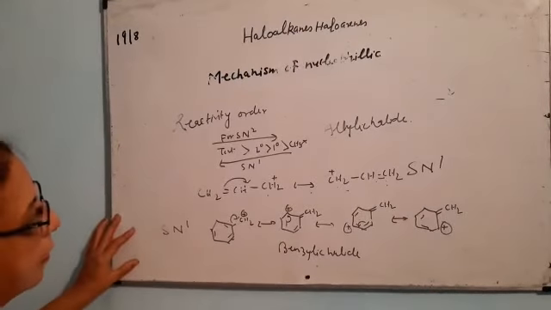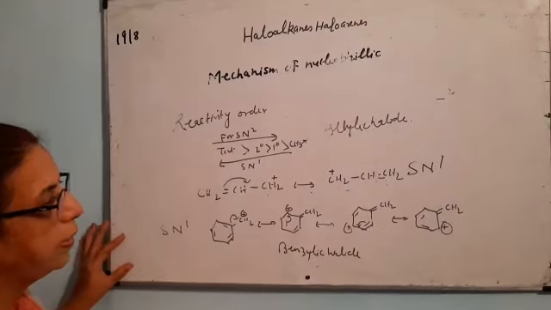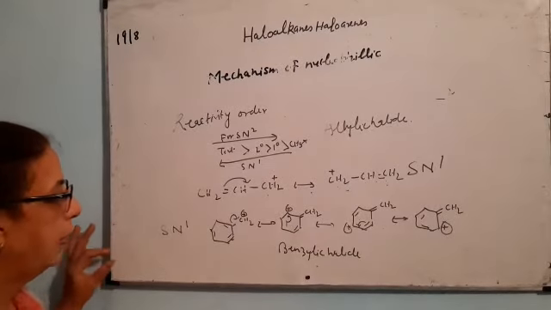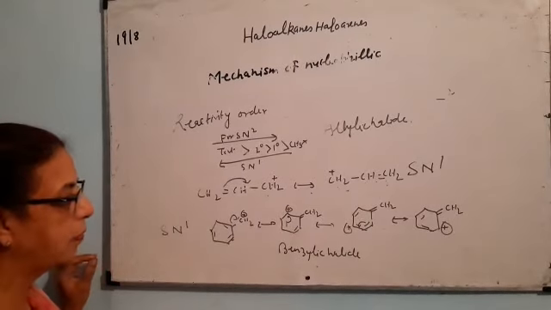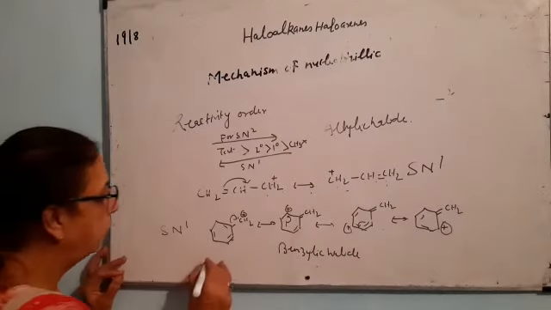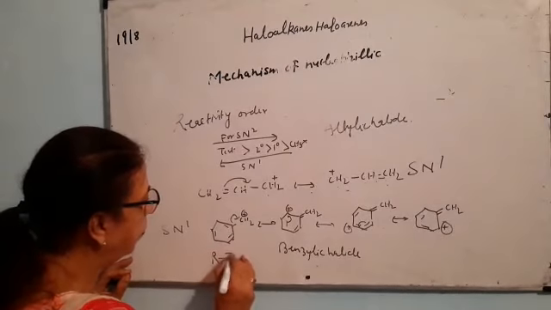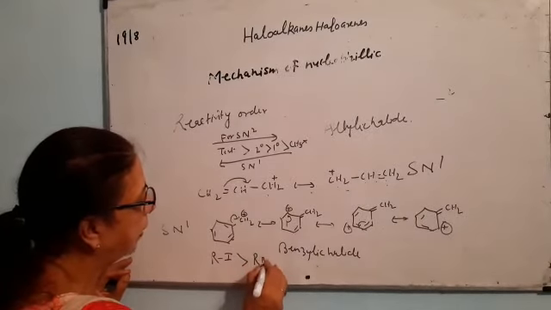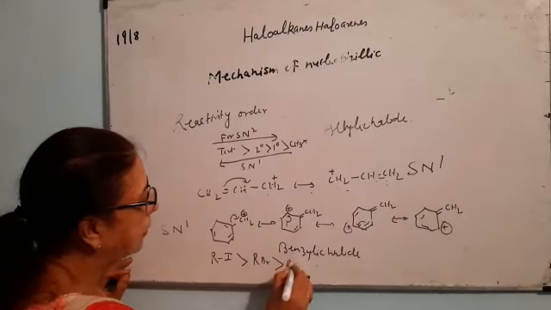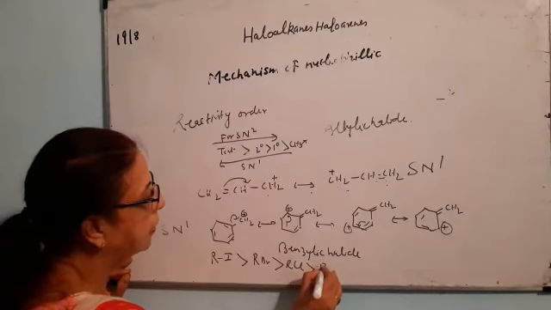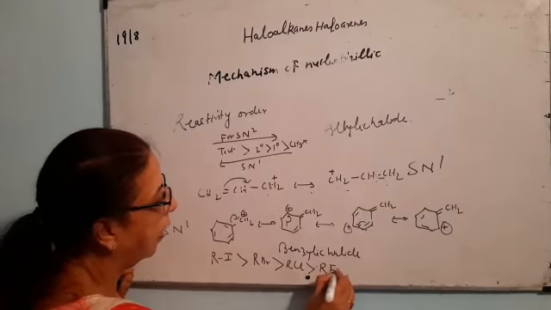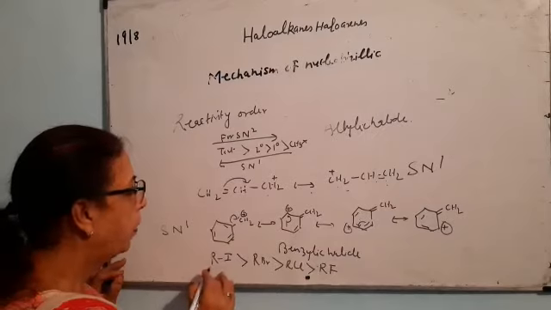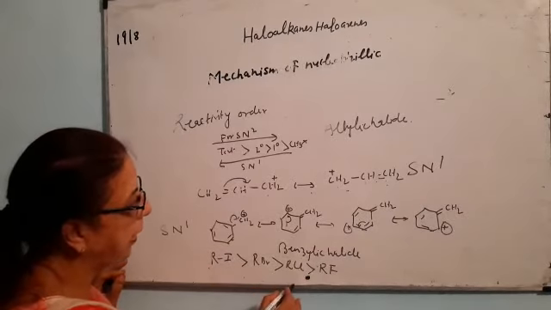If we look at the leaving group, it is the same as it was in the SN2 reaction. The best leaving group is iodine, then it is RBr, then RCl, then RF, because of the bond dissociation enthalpy.